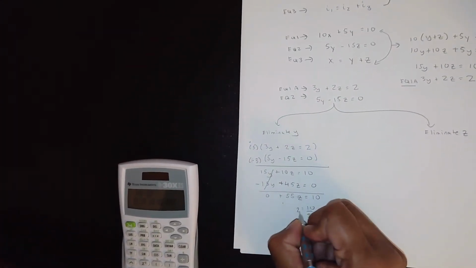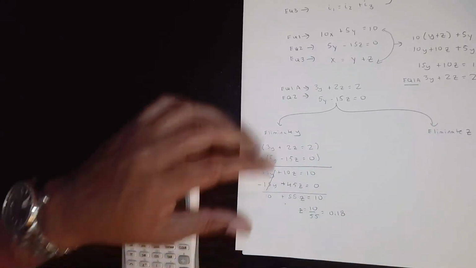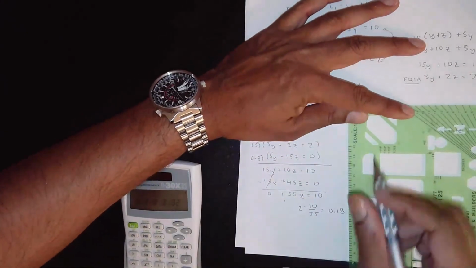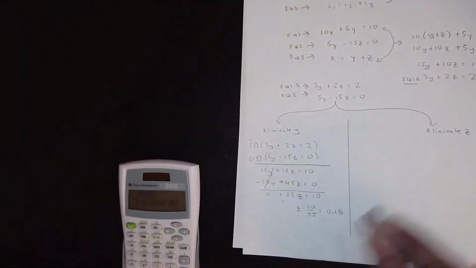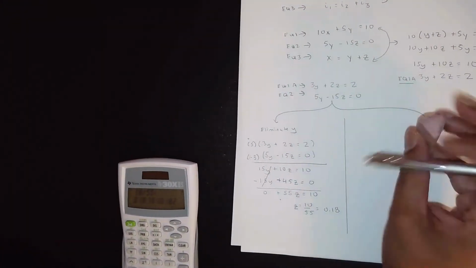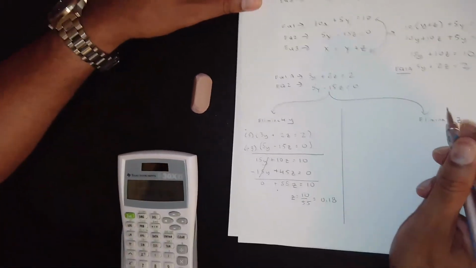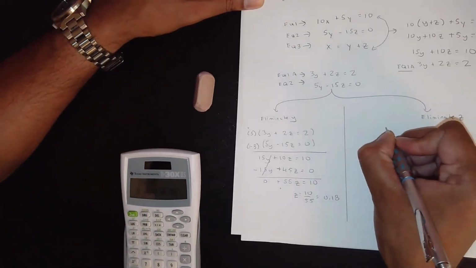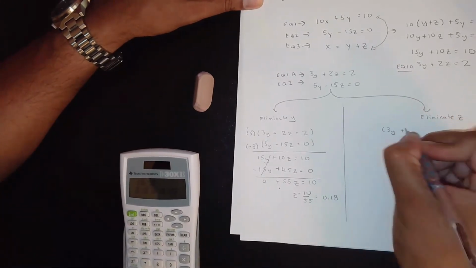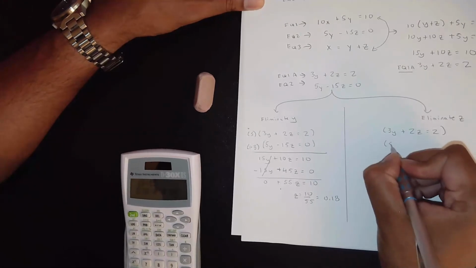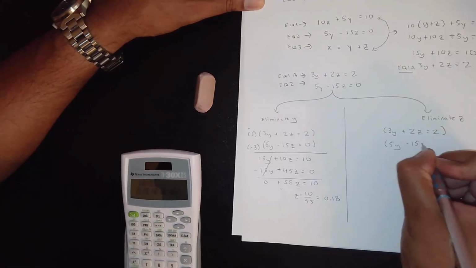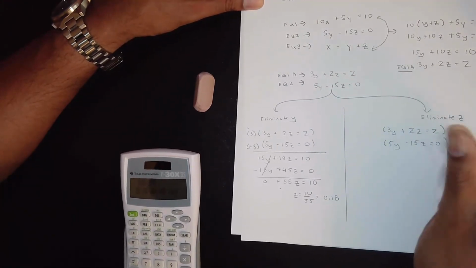You can see it's easy to make mistakes. It's easy to make mistakes on these things. Be careful. You know, always invest in a pencil and a big fat eraser. Eraser's your best friend. So here we have 3y plus 2z is equal to 2, and here I have 5y minus 15z is equal to 0. I want to now eliminate out z.